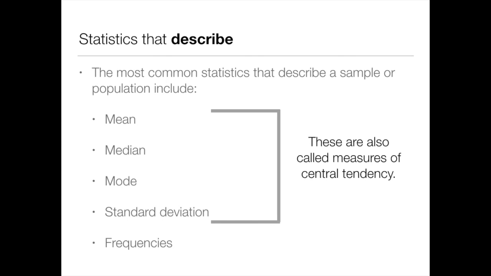So let's first talk about statistics that describe things. The most common statistics that we use to describe a sample or a population include these things, and these are things that you have definitely come across before. We talk about mean, median, mode, standard deviation, and frequencies. And I'll show you obviously the definition in just a moment, but I wanted to point out that the first four, mean, median, mode, and standard deviation, are often also called measures of central tendency. Now I'll show you a little bit later why that is and why we ascribe them to this idea of being centered or how spread out a data set is and things like that.